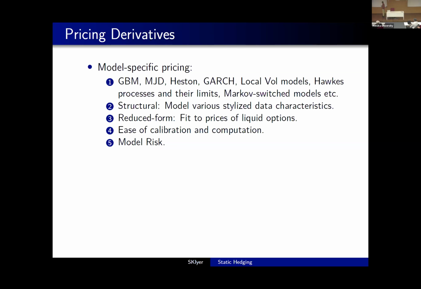There is the structural approach to modeling where you try to model various stylized characteristics in the data. So you look at the historical data and try to capture many of the characteristics that you observe in the data, and you estimate the parameters based upon historical data. Whereas in the reduced form modeling, what you do is you look at liquidly traded options and you try to fit your model to the price that you observe for these options, and then use that model to price more exotic derivatives. Now, of course, the advantage of model-specific pricing is the ease of calibration, and you have a few parameters. You can actually very easily calibrate, simulate these processes.